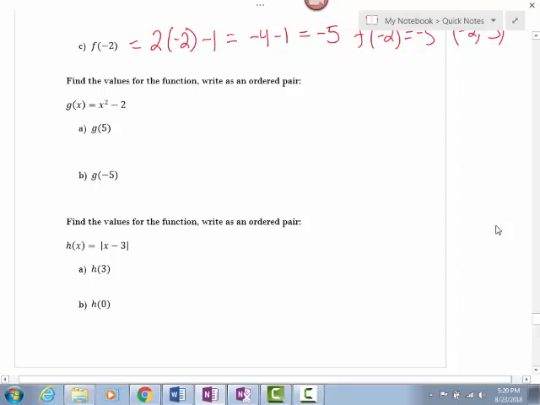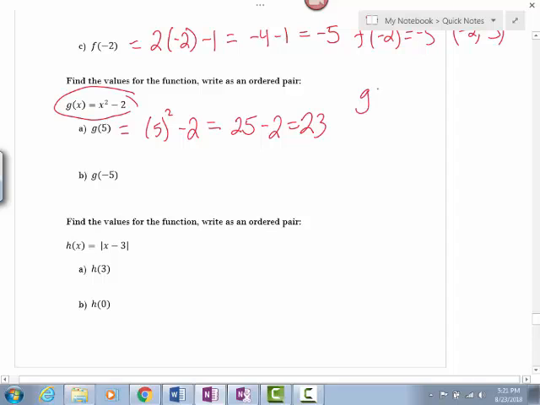All right, let's try the next one here. Find the values of the function. Write it as an ordered pair. Okay, so again, I got a new function. Here's my function, g of x equals x squared minus 2. And I'm going to write down what g of 5 is equal to. So we're going to say, okay, g of 5 equals 5 squared minus 2. Well, 5 squared is 25, minus 2 equals 23. So that's just telling me that g of 5 is equal to 23. And as an ordered pair, that's how I'd write it. Okay.